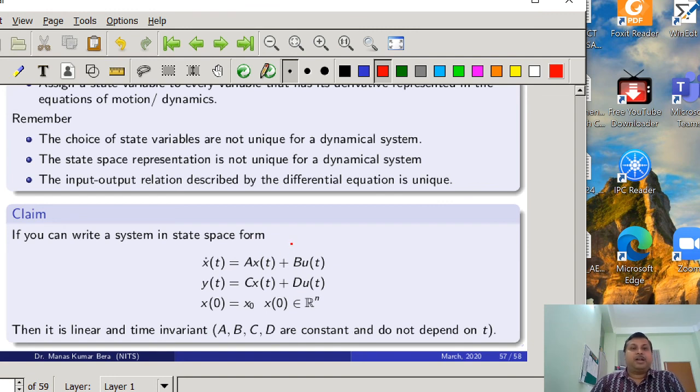This claim we will definitely prove: if for any system you write x dot equal to Ax plus Bu, y equal to Cx plus Du, where A, B, C and D are constants, meaning the elements of these matrices are constant and do not depend on t, then definitely it is a linear time invariant system. So I will stop here, and in the next class I will come with an example of a nonlinear system, and we will see how we can represent a nonlinear system using state space. Thank you.